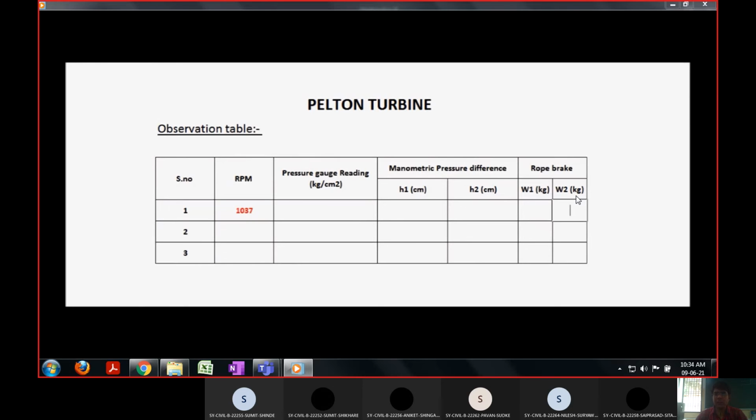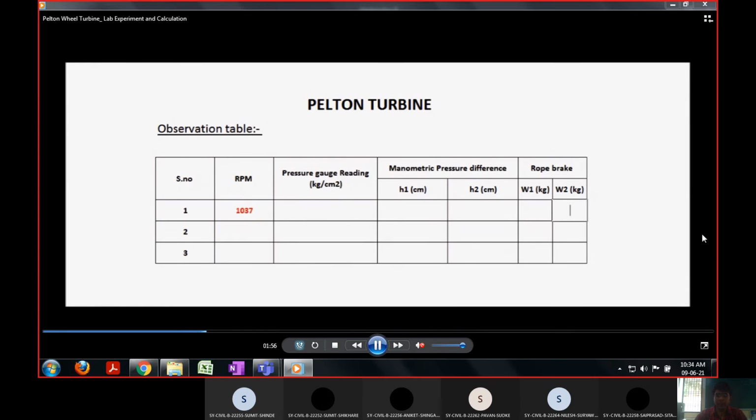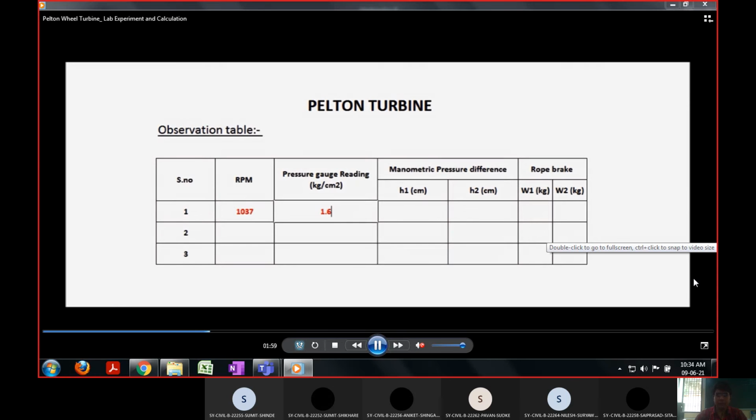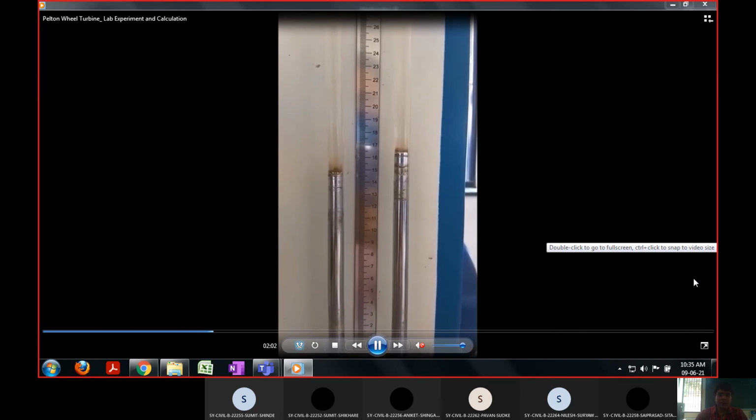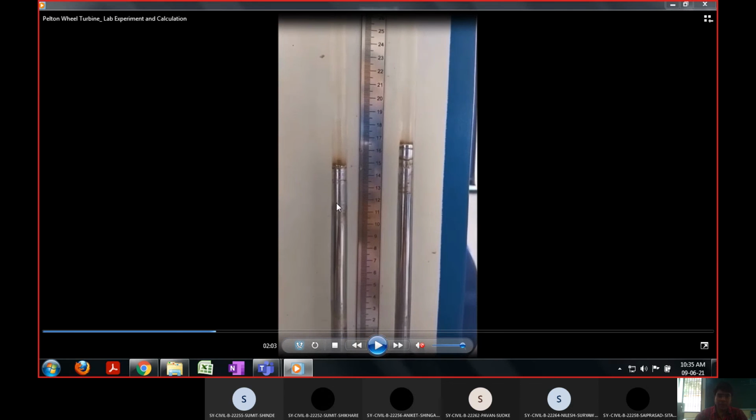In the practical, we have to apply the load, W1 and W2. Look at how we can take the reading. Here we have a manometer. This is mercury, and this is a U-tube differential manometer. This is known as the left limb of the manometer, and this is the right limb of the manometer.